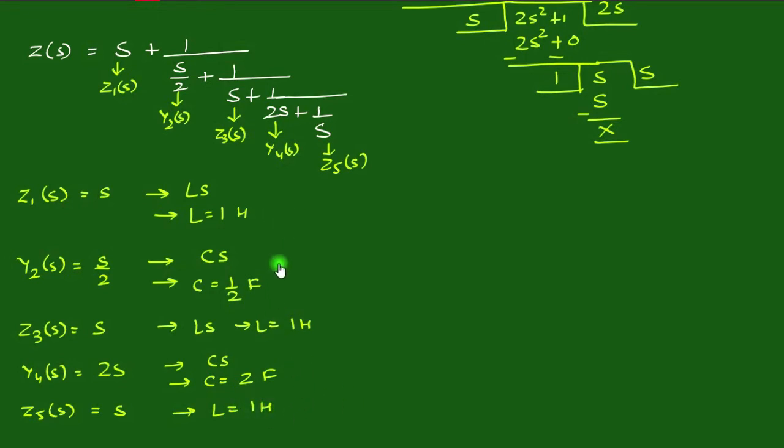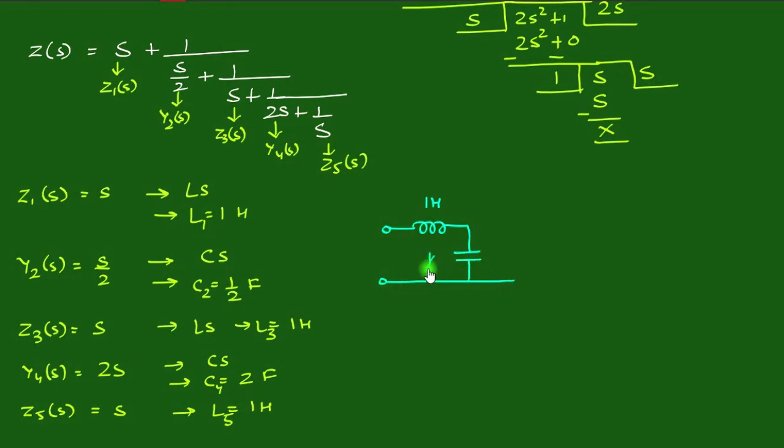Now composing the network using all these elements, let me number them. Say this is L1, this is C2, this is L3, this is C4, and this is L5. As the first element is an impedance function, I will draw it in series. The next element is an admittance function, I will draw this in parallel. That means the first element should be an inductor. So drawing the circuit, the first element is an inductor with the value 1 Henry. The second element is a capacitor and it is admittance, so it should be connected in parallel.